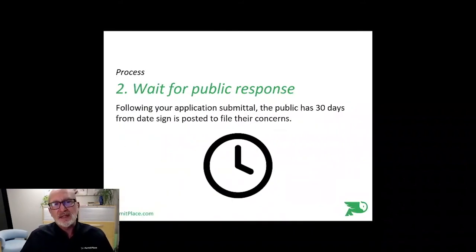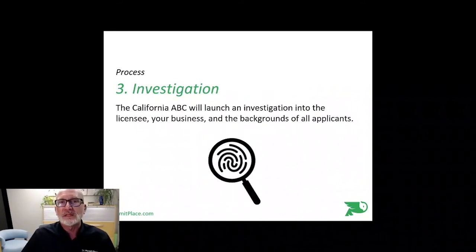The second step is to wait for a public response after your application has been filed. Once you file your application, the public has 30 days to protest it. During that time, the California ABC will launch an investigation into you, what your business concept is, where you got the money from, what your backgrounds are. Are you married? Are you single? Are you divorced? If you have partners in your concern, they will want information on all the partners as well.